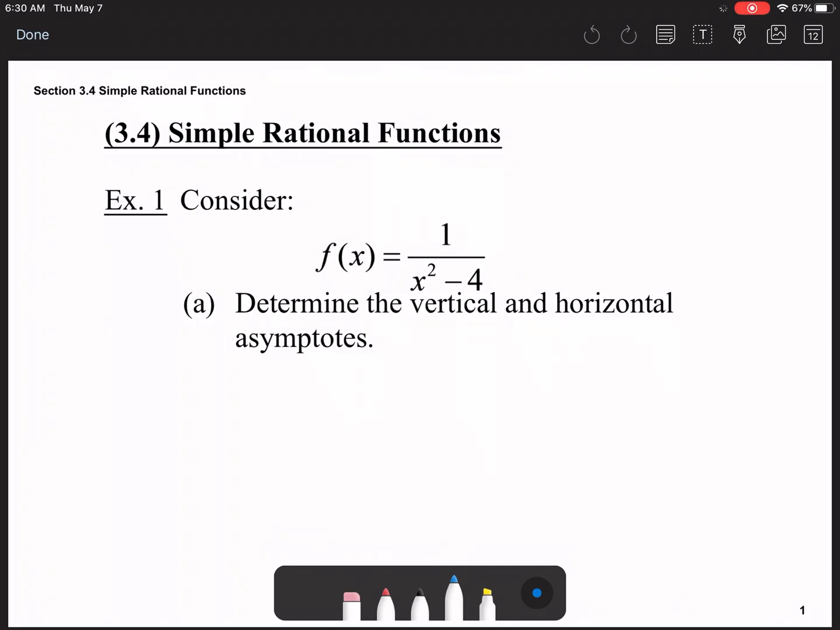So the first thing is, given this function f of x equals 1 over x squared minus 4, we're going to find our vertical asymptotes, and we'll find out our horizontal asymptote. If you remember, to find the vertical asymptote, that's only when the denominator equals 0, because if a denominator in a fraction equals 0, it's undefined. So we solve for the value of x here, and I get values of x plus or minus 2.